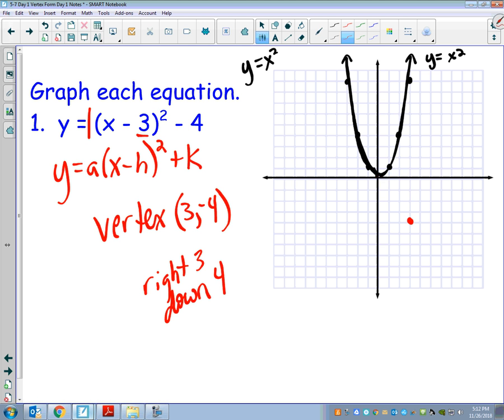And then we can do the same thing. We can go over 1, up 1, over 1, up 3, over 1, up 1, 2, 3, 4, 5. And I get the graph very quickly without having to do a bunch of work like negative b over 2a and plugging it back in. Okay? So that's why vertex form is fantastic.